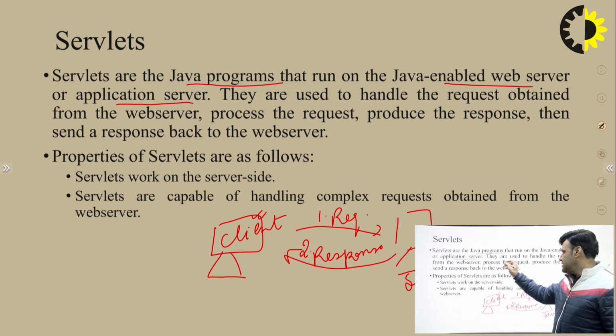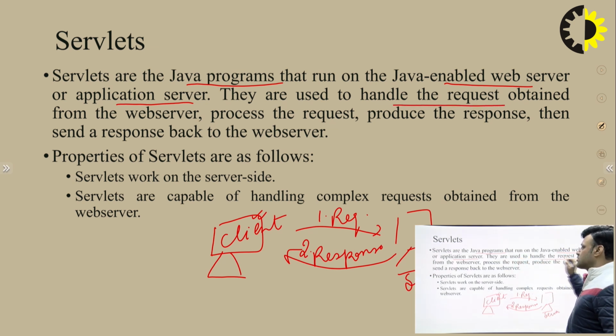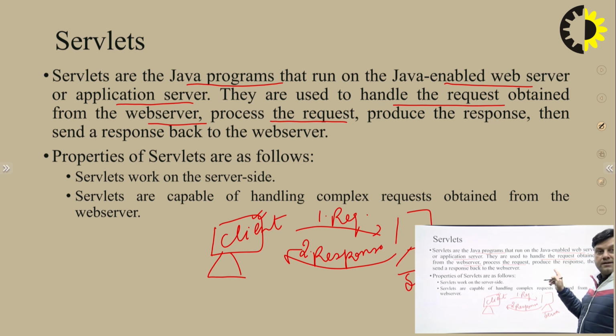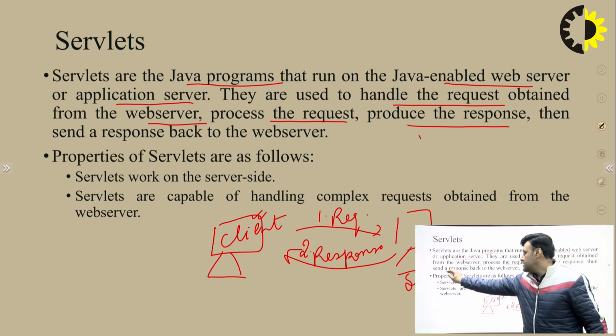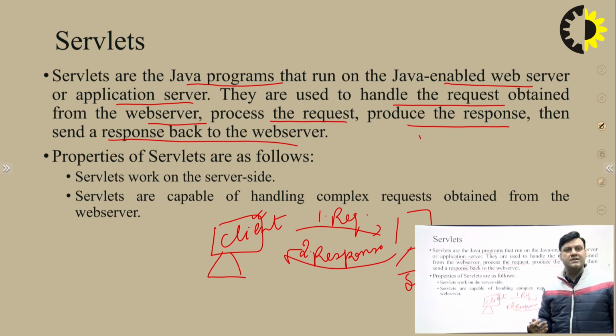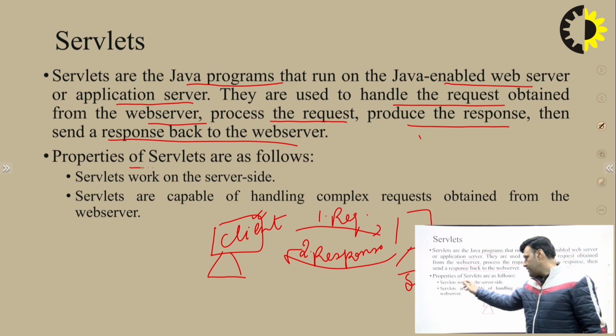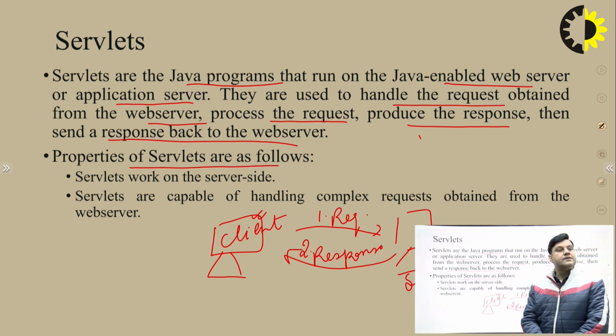So these servlets, these Java programs, were used to handle the requests obtained from the web server, right? The request is sent to the server, then that request is processed by the server, number 2, okay? Then after processing the request, a response is produced, and the response is sent back to the web server. For example, you can say that some acknowledgement is generated like that, okay? So next, the properties of servlets are as follows.